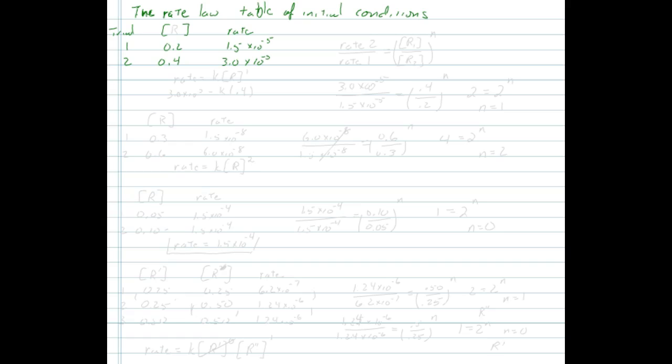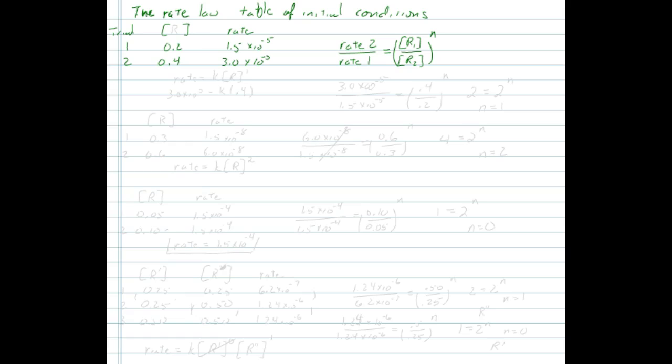The formula, what you do is you plug in: rate 2 over rate 1 equals concentration 2 over concentration 1 raised to the n. So what we're doing here is trying to find out what n is. And then you can write the rate law and find k.